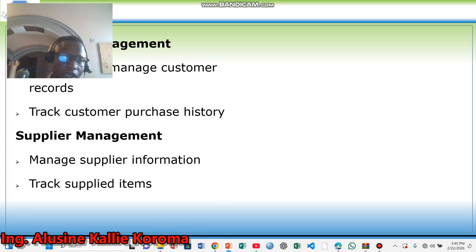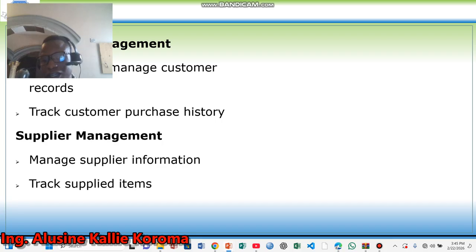Now moving forward, customer management. You are able to register customers and track customer purchase history. That is, if the customer is a walk-in customer, because the system will emphasize the walk-in customer and the regular customer. All this the system will track.